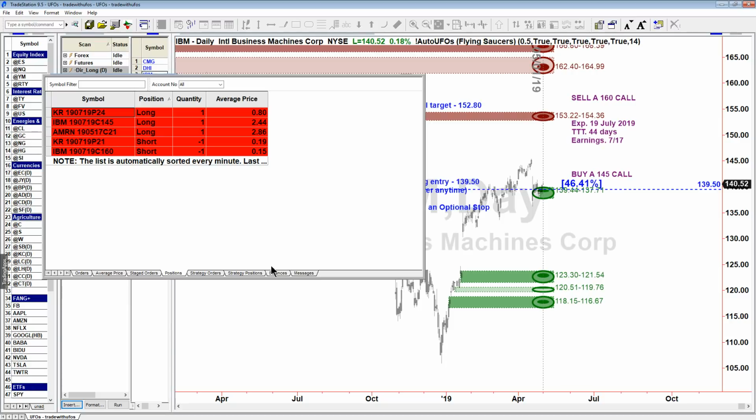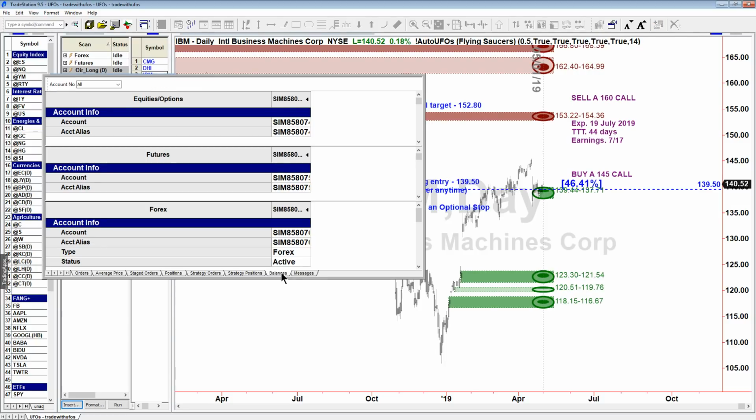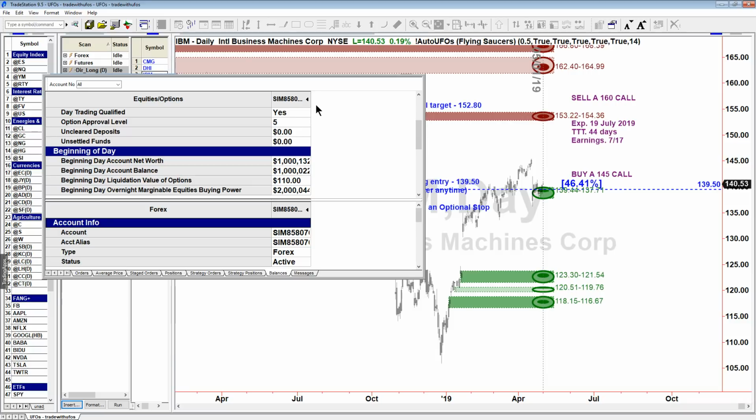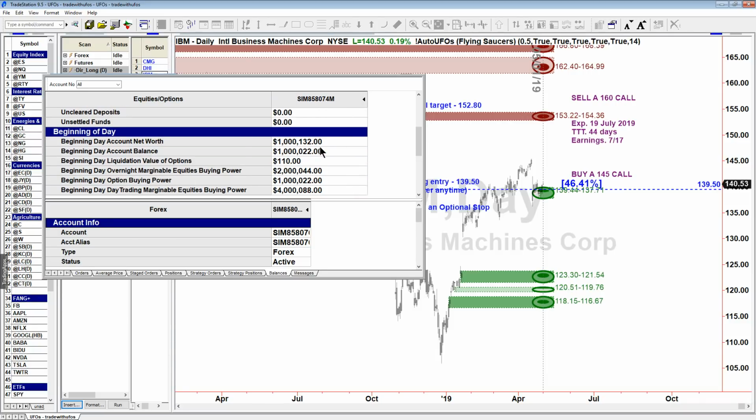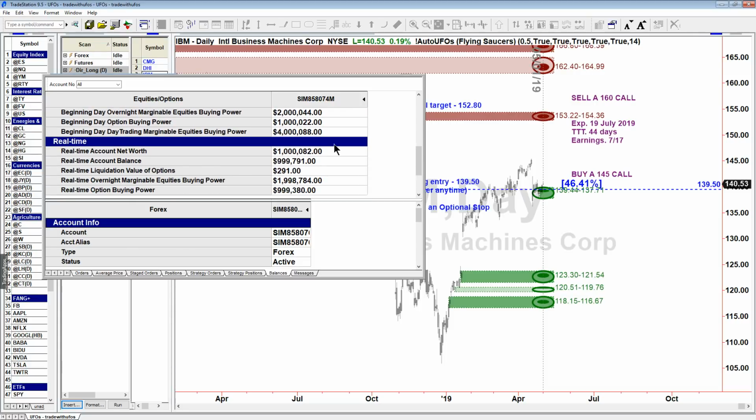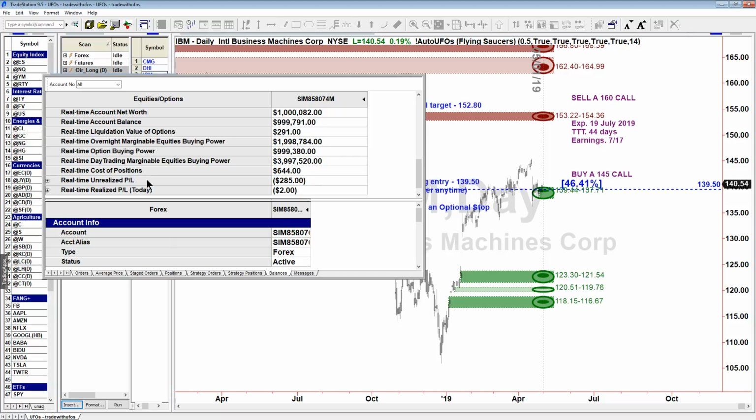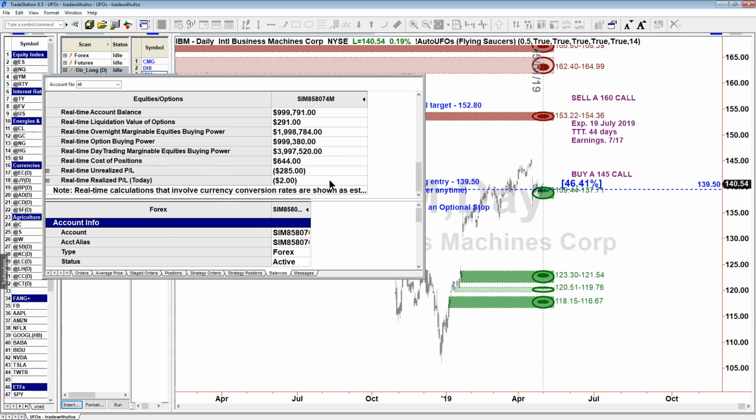Well, one very raw way to do that is to come all the way to the right to the balances tab, where in the case of options, you will look at the equities or options tab. You will just move down, and here we tell you your beginning day account worth, the real time P&L that you have, the unrealized P&L today, the realized P&L today. So you will get some data that could be useful to you.